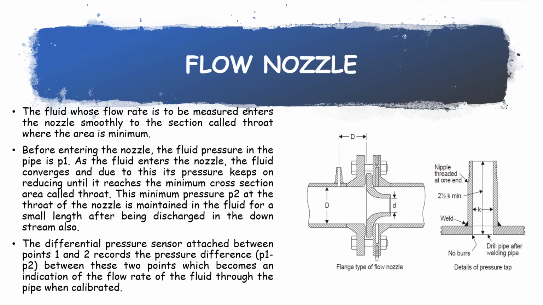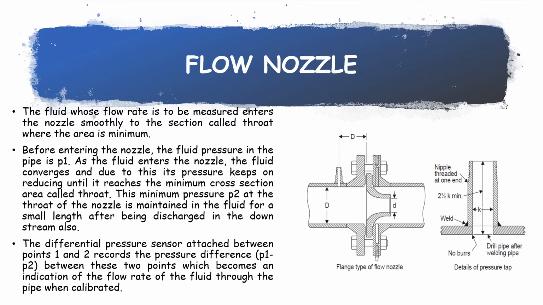The fluid whose flow rate is to be measured enters the nozzle very smoothly to the section called the throat, where the area is minimum. Before entering the nozzle, the fluid pressure in the pipe is P1. As the fluid enters the nozzle, the fluid converges, and due to this the pressure keeps on reducing until it reaches the minimum cross-section area, the throat. This minimum pressure P2 at the throat of the nozzle is maintained in the fluid for a small length after being discharged downstream also.